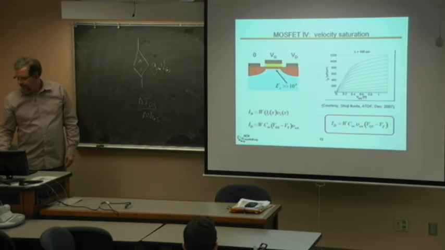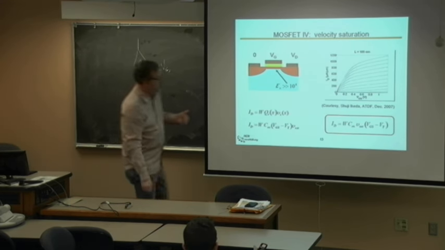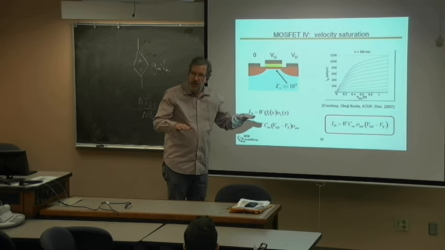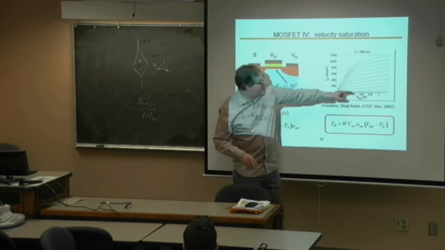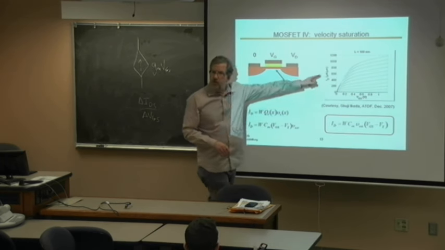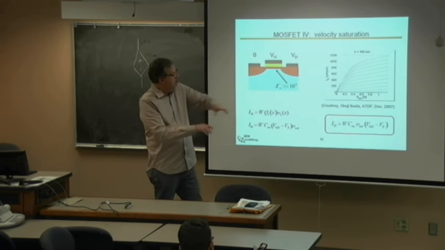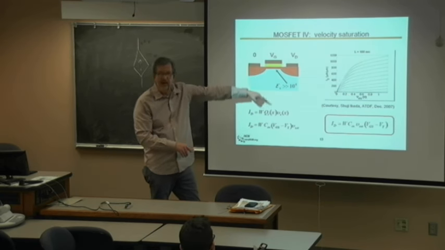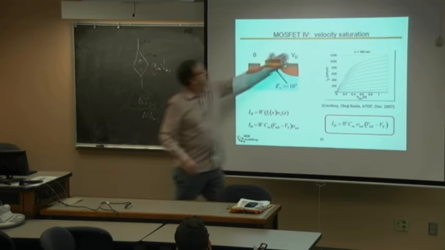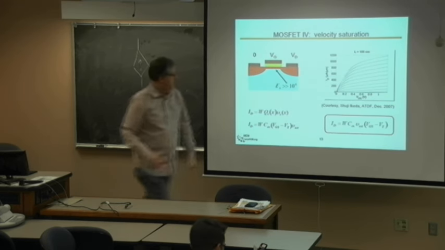And so we end up with the velocity saturation. When you have velocity saturation, you tend to see that the gain flattens out. And so here you can see the family of curves are all fairly equally spaced. So that is representative of the fact that the gain over that whole bias range is fairly flat. And so that was indicative of the velocity saturation.